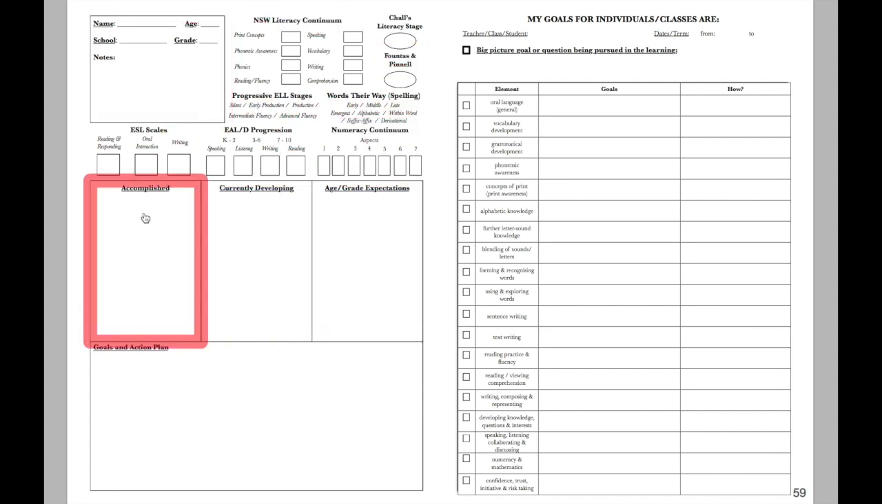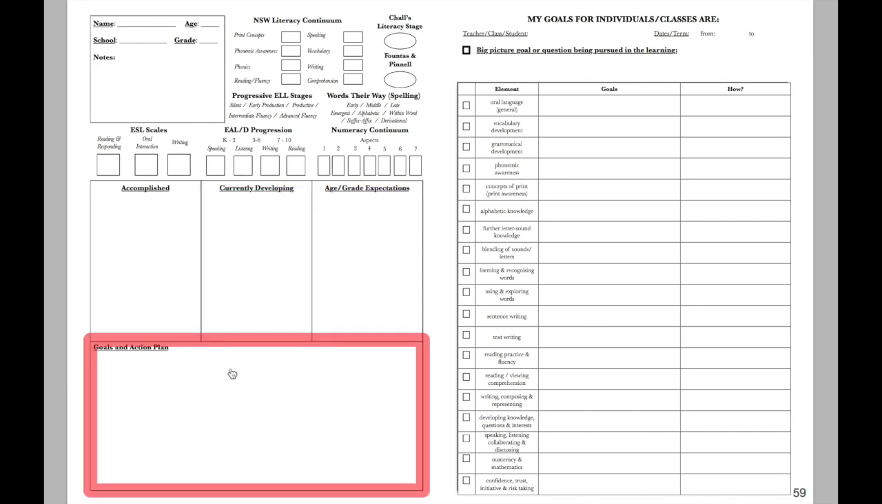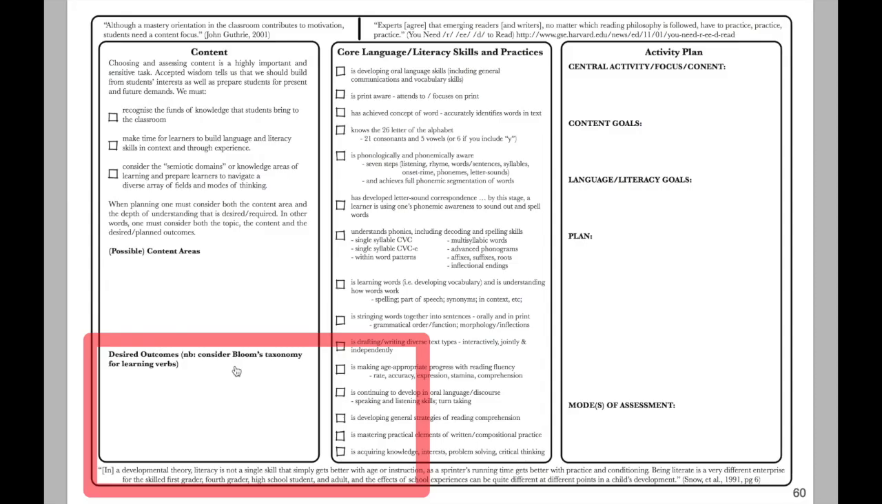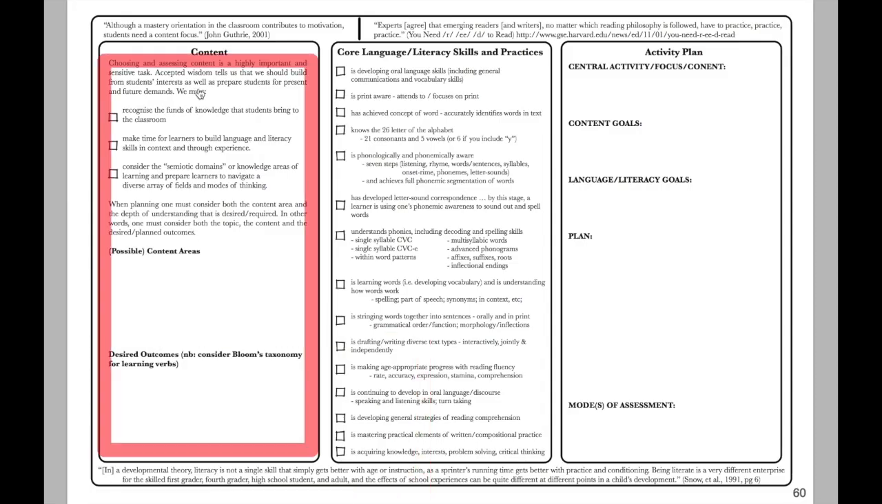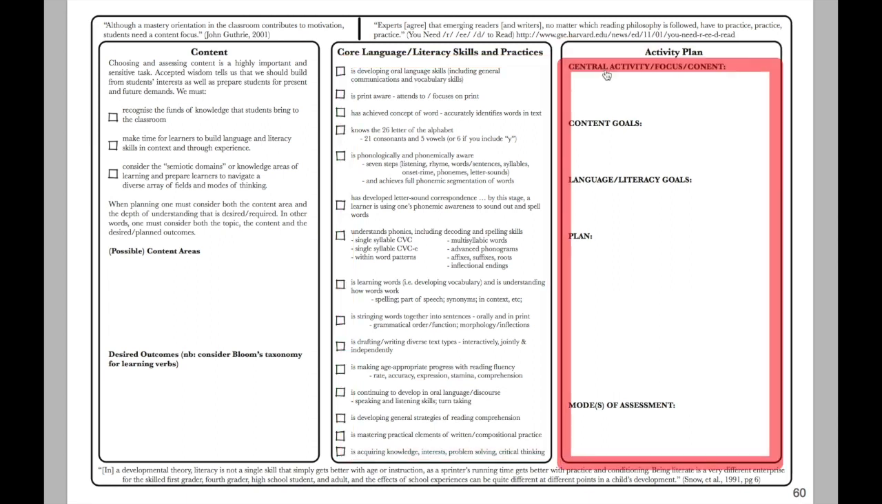Student profile sheet. What has the learner accomplished? What are they currently developing? What are the expectations of their age? And what are the goals and what's an action plan that I can set for that learner? Similarly, what content do I want to explore? What literacy skills do I want to explore? And how do I put all that together?